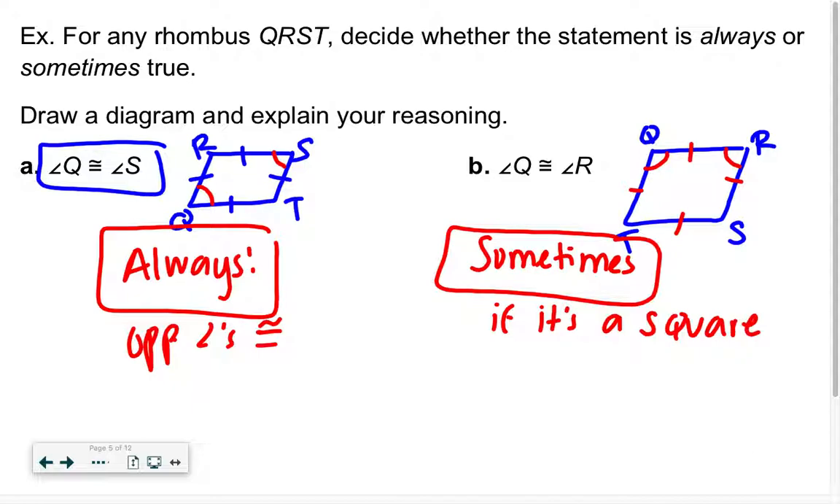The first one, always true because that's just a property of parallelograms in general. The second one, the angles next to each other are only going to be equal if it's a square. Because a square is a special type of rhombus.